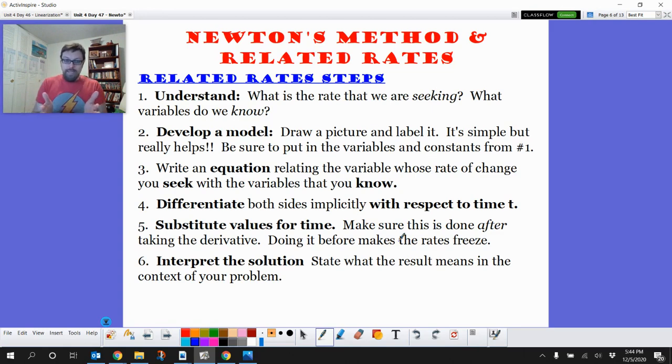So it's like, okay, we got this number. What does that number mean? That's one thing that AP is going to be really interested in, is knowing what does that number mean in terms of your problem, giving it correct units, talking about it appropriately.